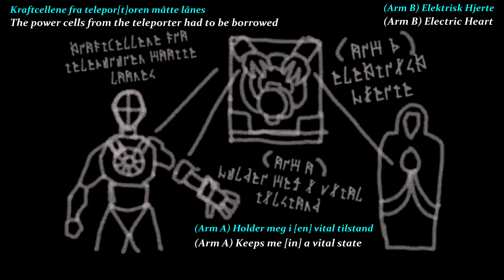This diagram explains how Galvan used the parts of the teleporter. The power cells from the teleporter had to be borrowed. Arm A keeps me in a vital state. Arm B, electric heart.